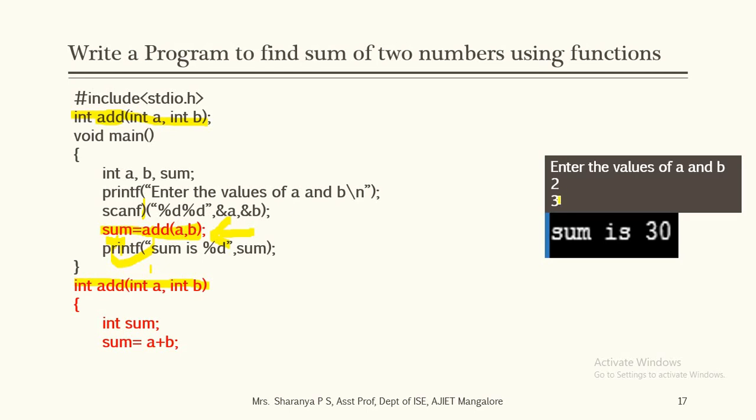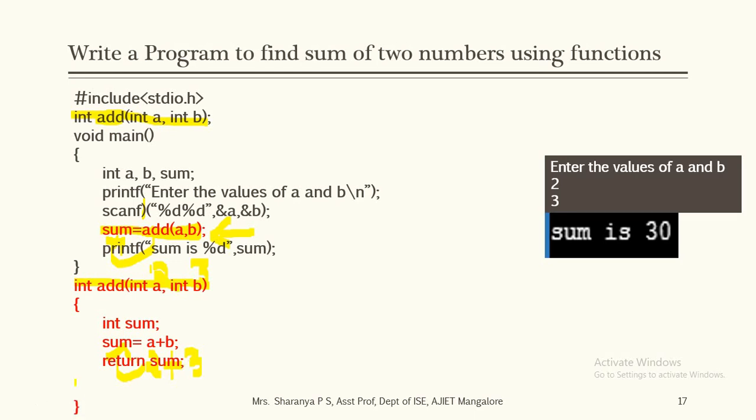Whatever the values of a and b, say for example 2 and 3 are entered by the user, now the value of a and b is 2 and 3. That will be passed to this function, so a will contain 2 and b will contain 3. The computation will be 2 plus 3, and the result will be stored back in the variable called sum. After that, the next task is to return the result back to the main function. So we are using return sum.